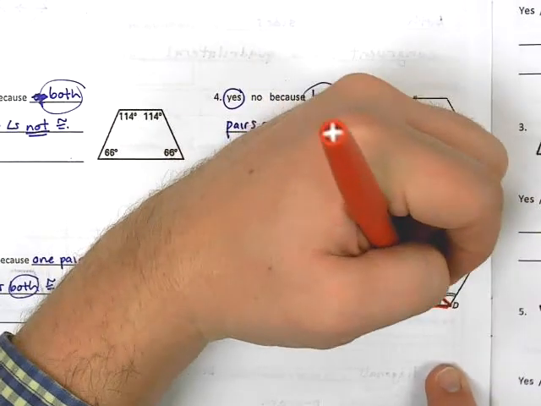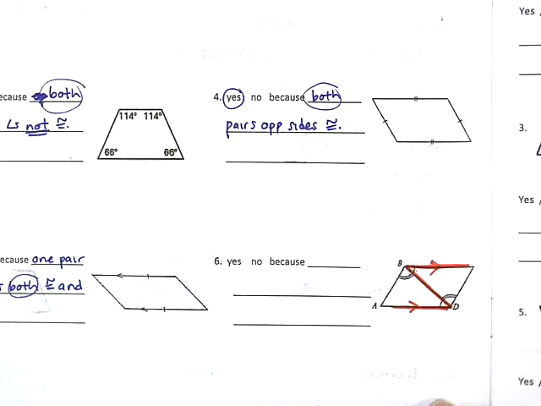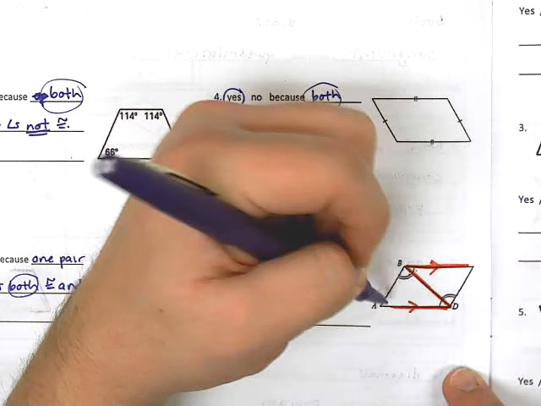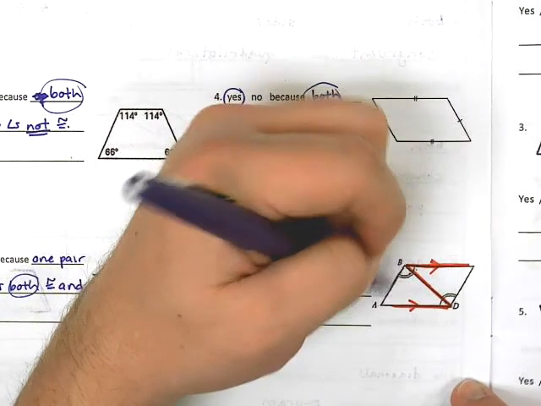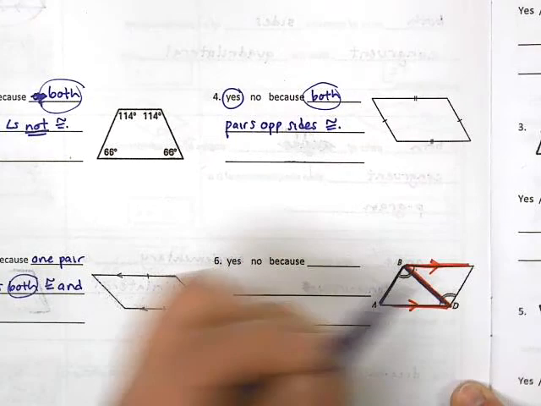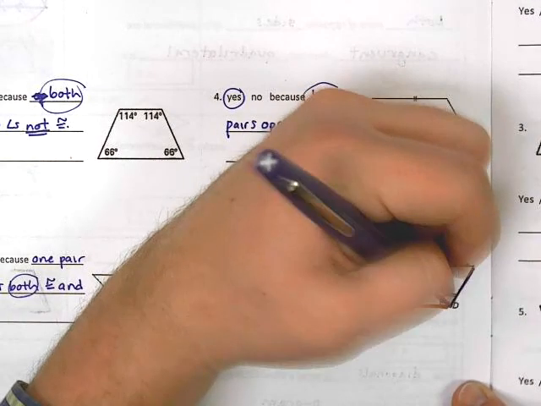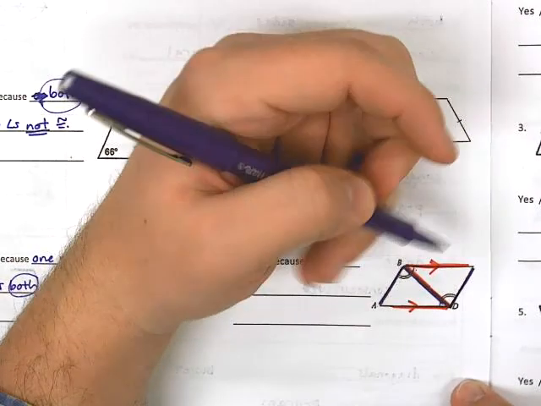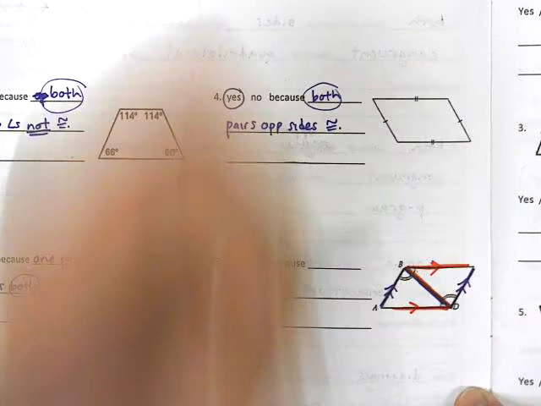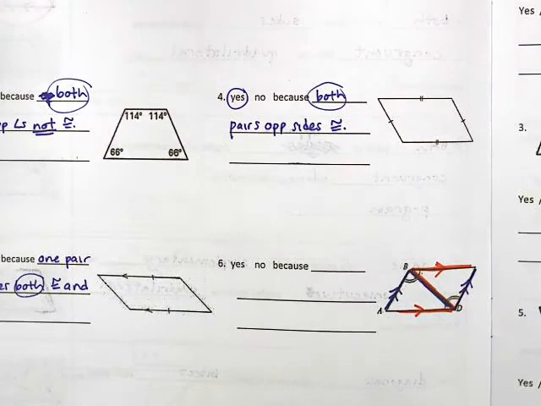so I can mark this as parallel to this. And what you need to think about, guys, is you need to make another Z, all right, with the other arc marks. So I would do something like this, down here, over here, and again, I have alternate interior angles, so these are also parallel.